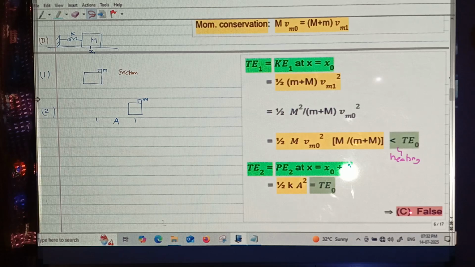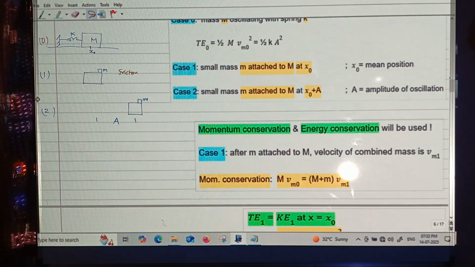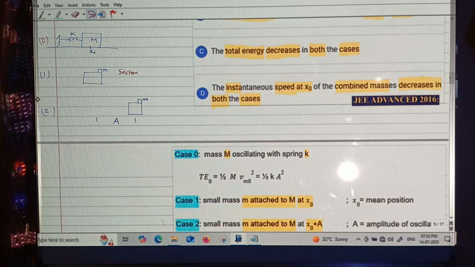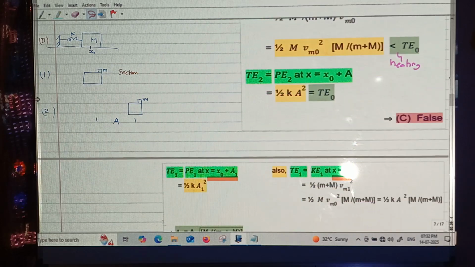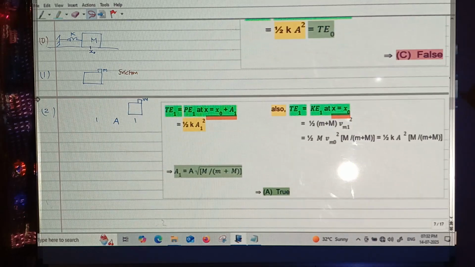So option C, which says total energy decreases in both the cases, is false. Total energy decreases only in the first case because of friction. So C is false.